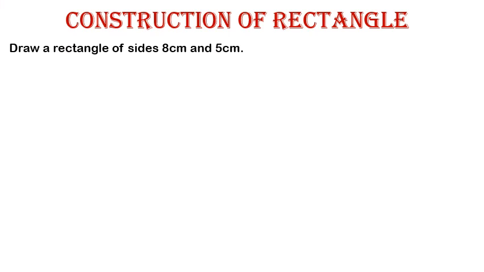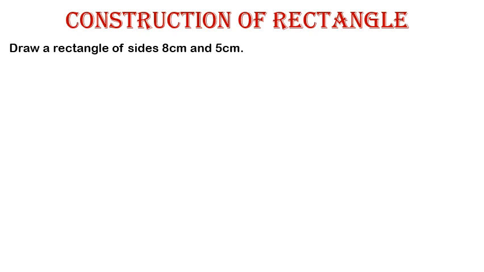Children, we have learned to draw a rectangle of specified sides using a set square. Do you remember it? Okay, let us refresh our memory. Construction of a rectangle. First, let us see the construction of a rectangle by using a set square. See this question, children. Draw a rectangle of sides 8 cm and 5 cm.